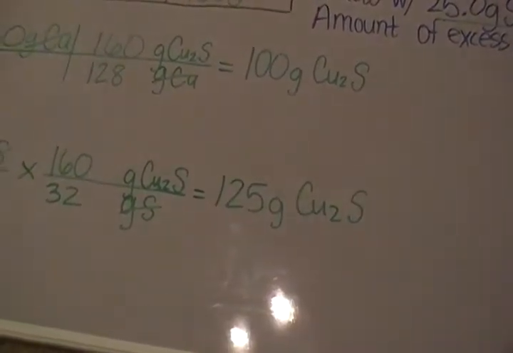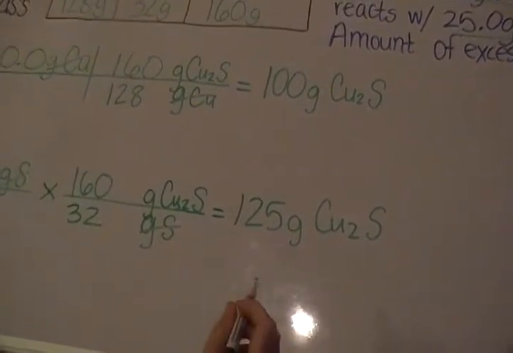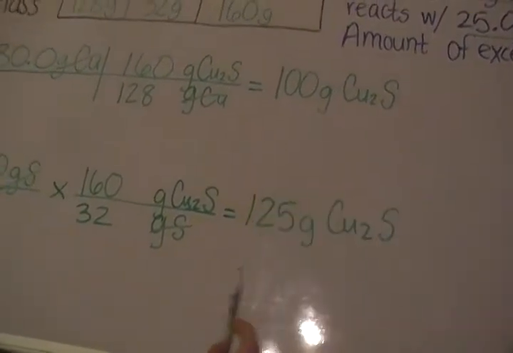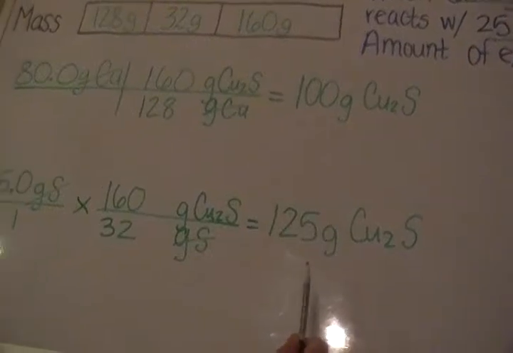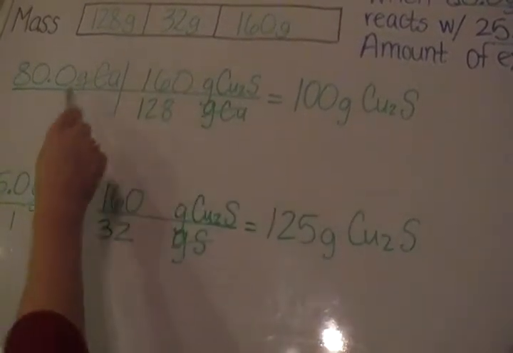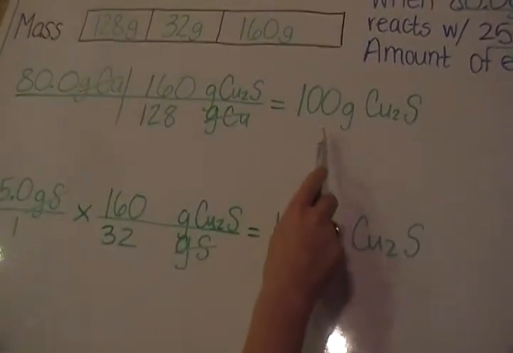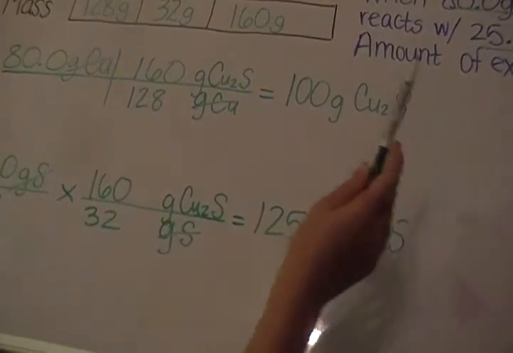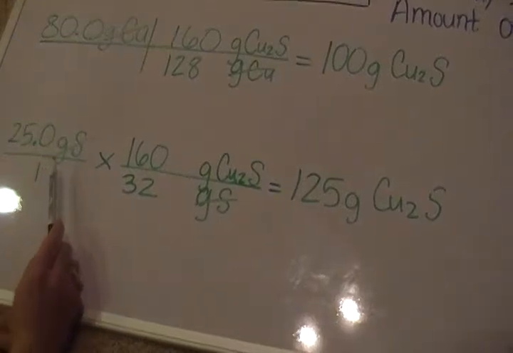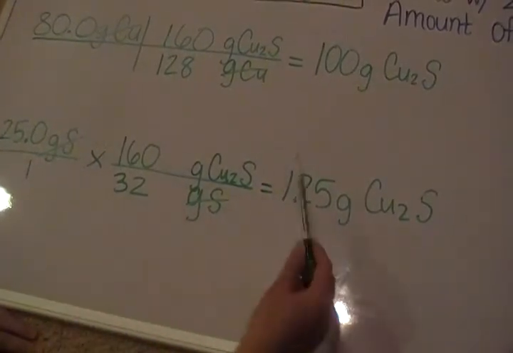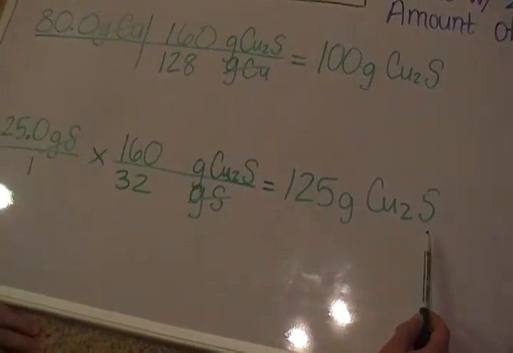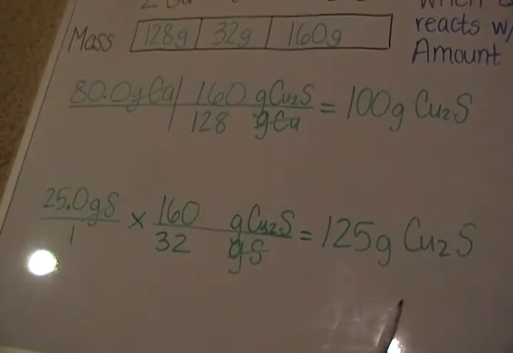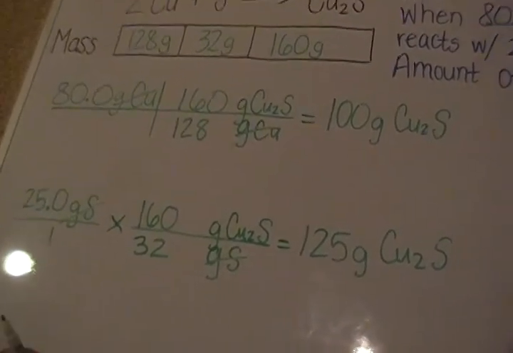Cu2S. Okay, so just like we did with our cheese sandwich example, we're going to look at the 2 amounts of the product that we have. If we have 80 grams of copper, we are able to make 100 grams of Cu2S, copper 1 sulfide. If we have 25 grams of sulfur, we're able to make 125 grams of Cu2S. So we need to identify our limiting reagent and our excess reagent.